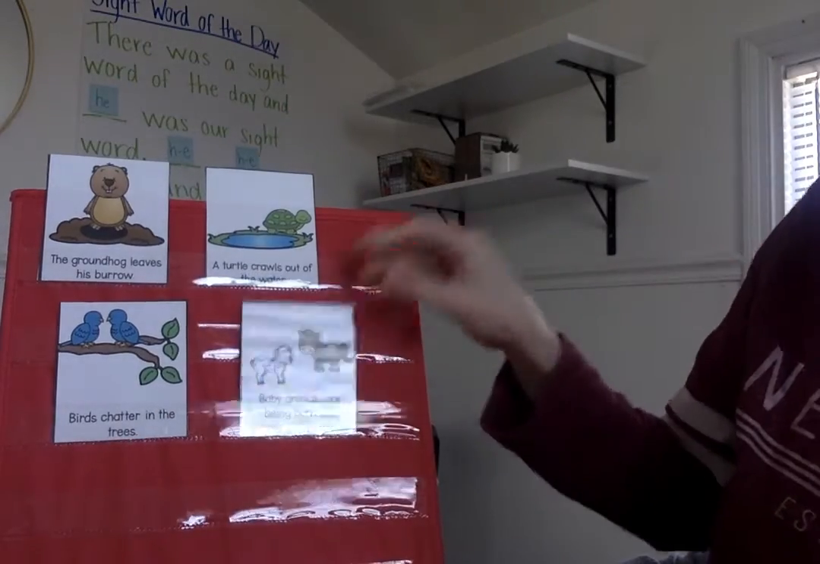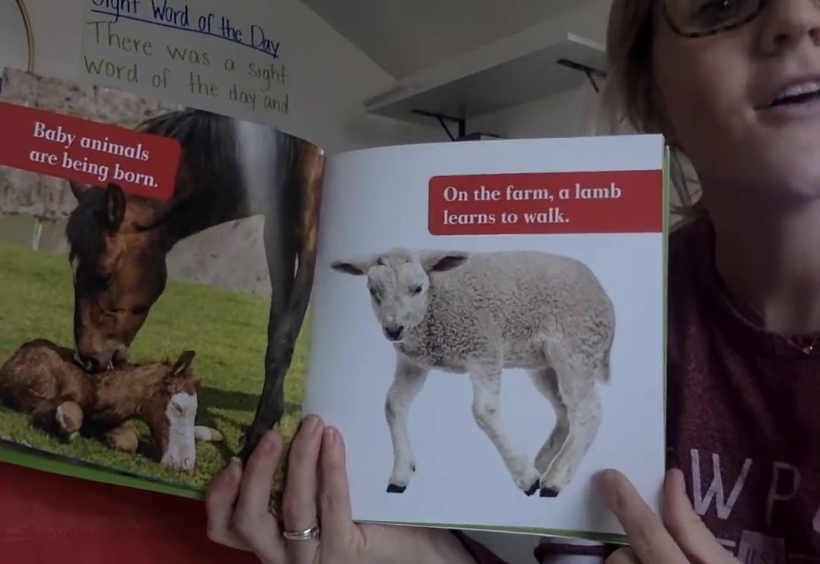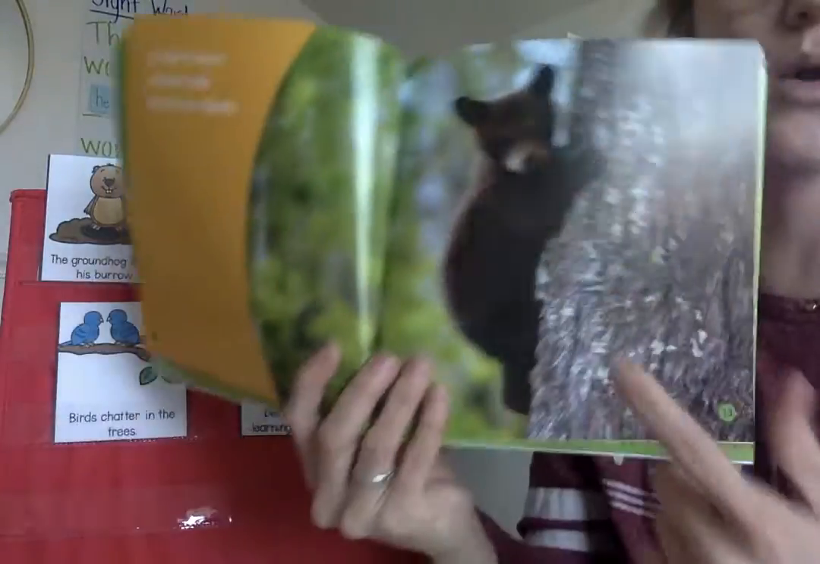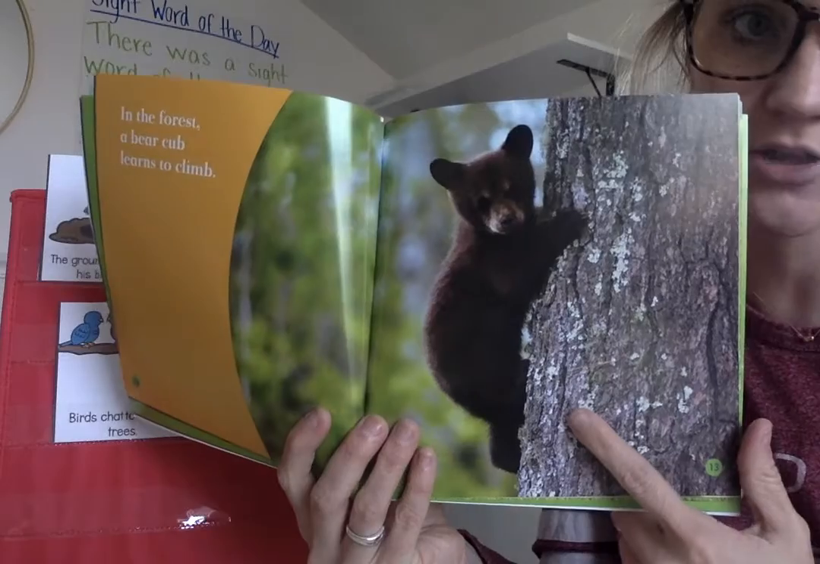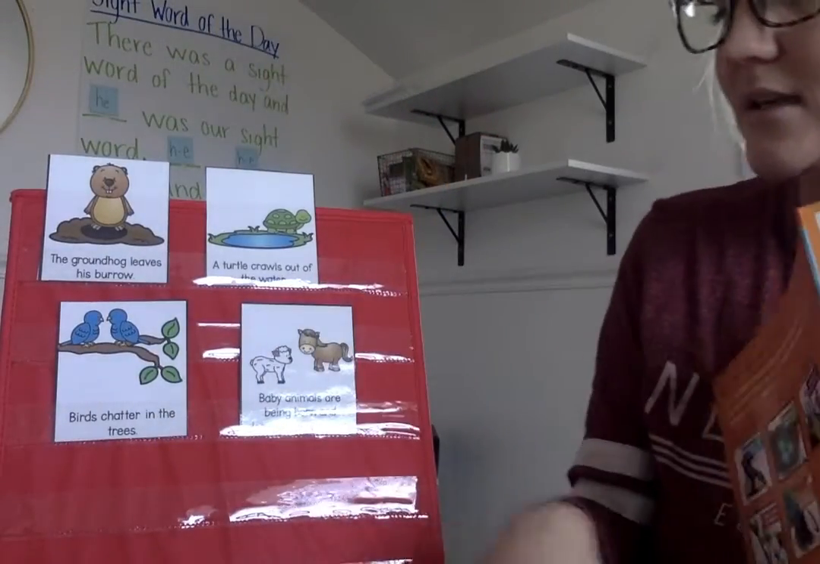What were some of the new things that the animals were learning in the book? What was this lamb learning how to do? Learning how to walk. Good. And what was the bear cub learning how to do? Climb. Excellent. I'm so glad you guys were listening.